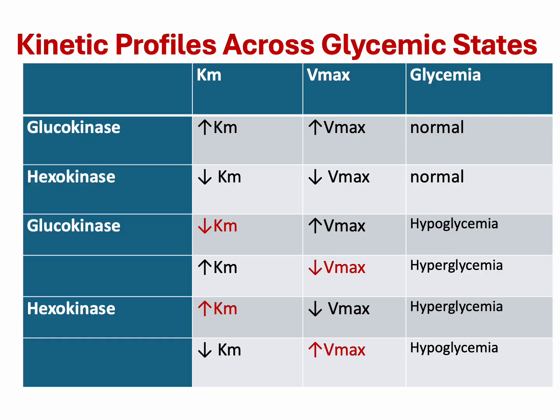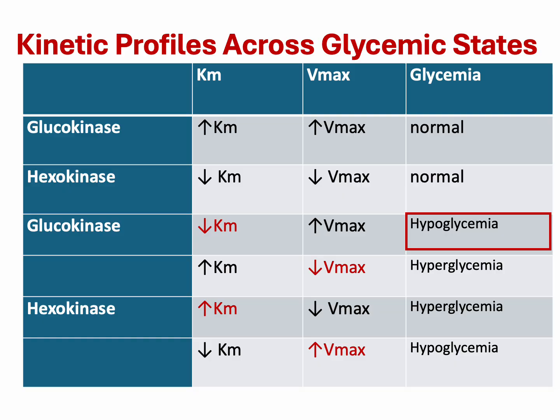Starting with both glucokinase and hexokinase, glucokinase normally has a high Km and high Vmax, while hexokinase has a low Km and a low Vmax. This typical profile supports normal blood glucose level, the top two levels. Now, if we change glucokinase to have a low Km instead of a high one without altering Vmax, what would happen to blood glucose? It will result in hypoglycemia since it will trigger insulin release at a lower blood glucose level, causing the body to lower blood sugar excessively.